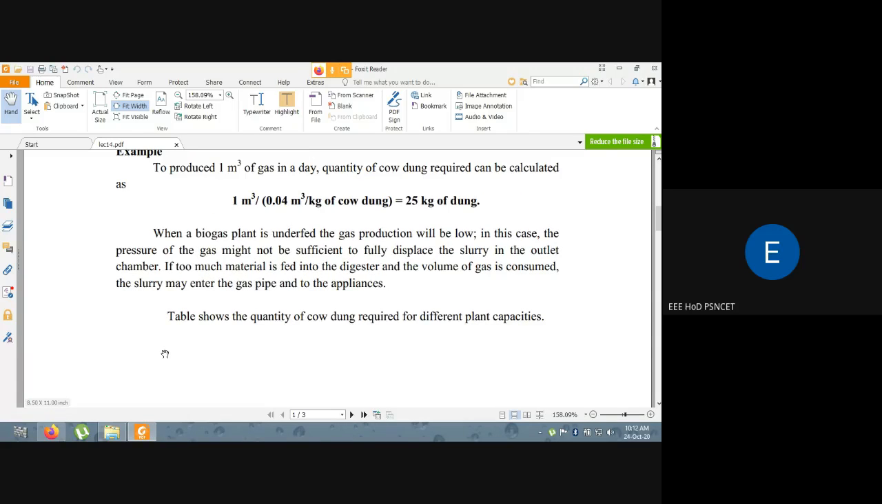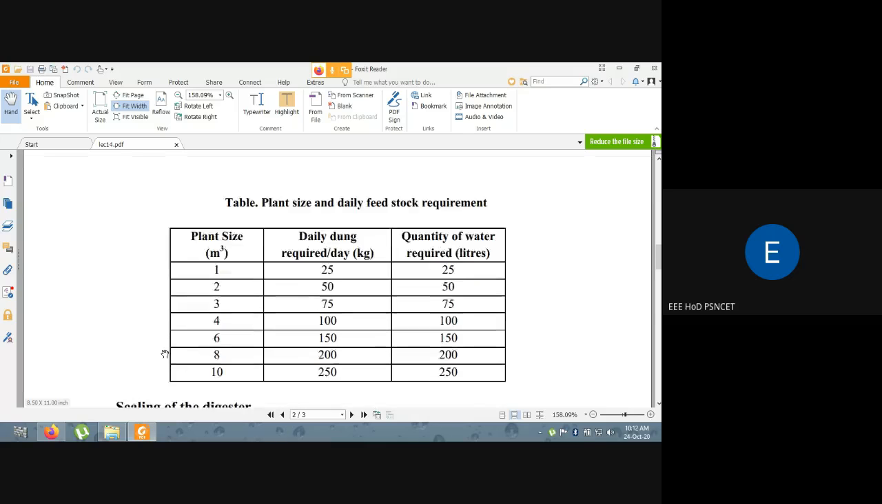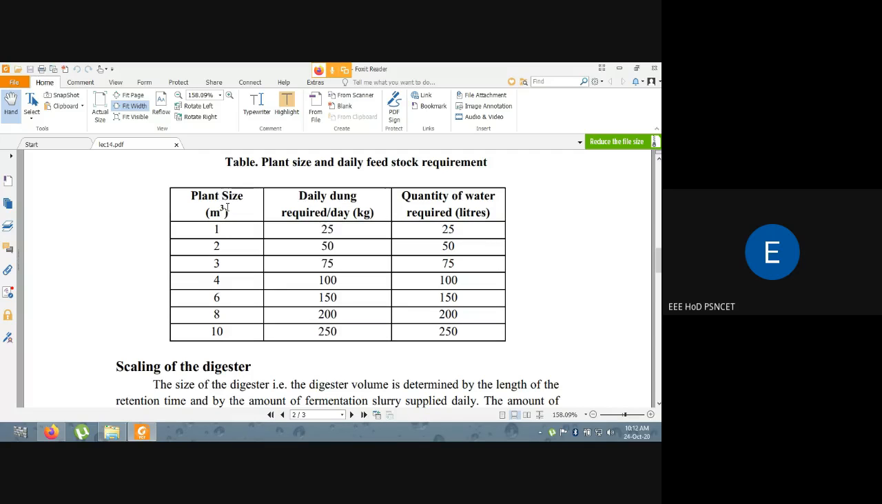There is a table to show you the quantity of the cow dung required for different types of plants. Different types means different sizes of plants. If you have a 1 meter cube size, daily it requires a minimum of 25 kilograms of dung along with 25 liters of water. We have discussed earlier that the same quantity of water is mixed with the dung. So 2 means 50. A 2 meter cube size means 50 kilograms of dung along with 50 liters of water. This is a simple calculation. 1 meter cube means 25 kilograms of cow dung along with 25 liters of water.